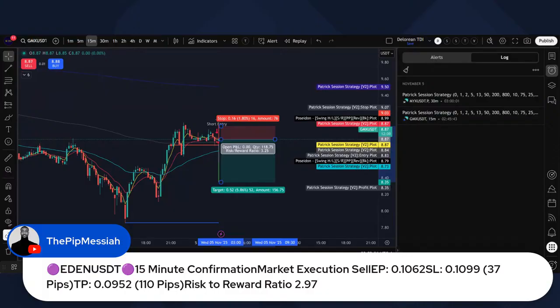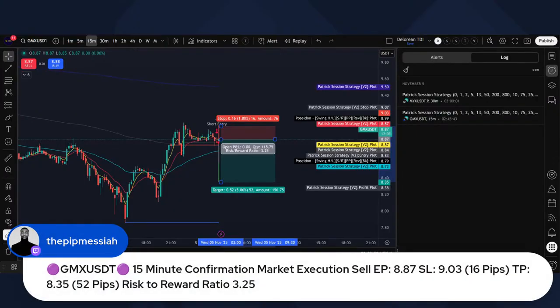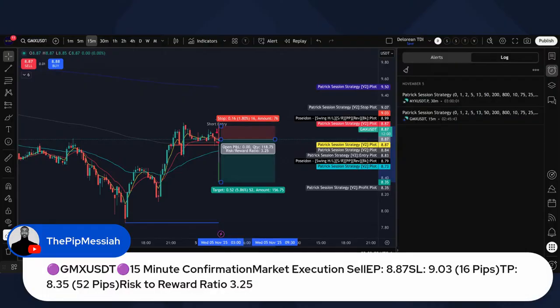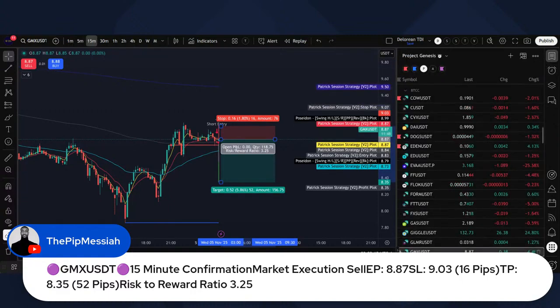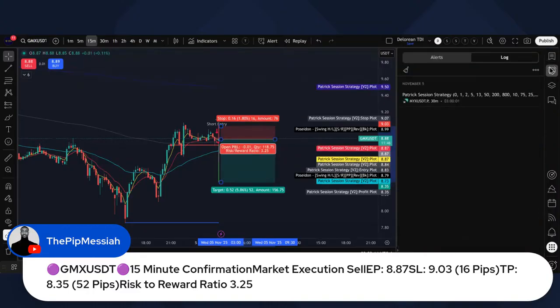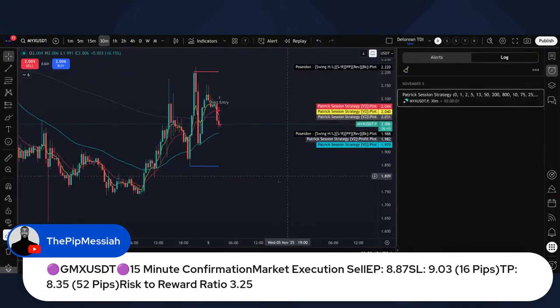All right. We got GMX versus Tether, 15-minute sell. Entry at 8.87. Stop loss at 9.03 for 16 pips. Take profit at 8.35 for 52 pips. Risk to reward ratio is 3.25. I'm going to sit waiting on MYX. This is a 30-minute confirmation. That's when we get the trade marked off.